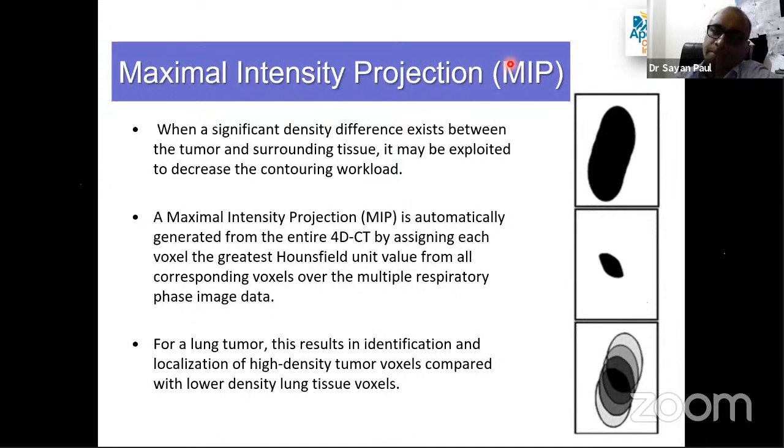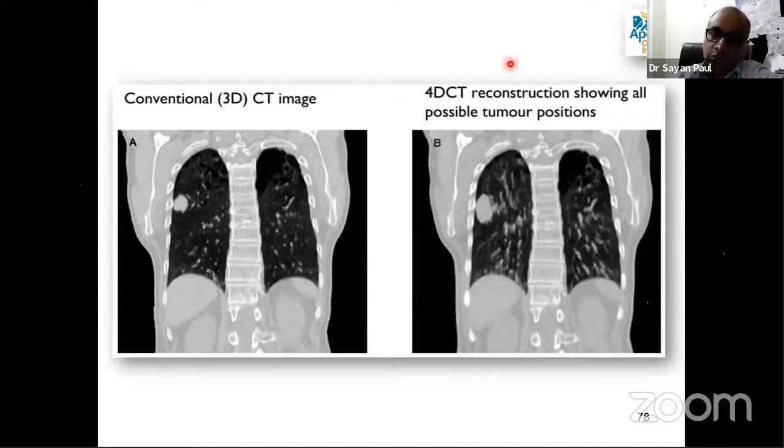So the system makes it a bit easier by generating these images when there is a significant density difference between the tumor and the surrounding tissue, like the lung. It generates the maximum intensity projection, which tells you the position of the tumor in each phase. This is the conventional CT scan on the left side, and this is a 4D CT scan. As you can see, the size is significantly more than a conventional CT image. It gives the entire range of motion of the tumor during acquisition of this 4D CT scan.